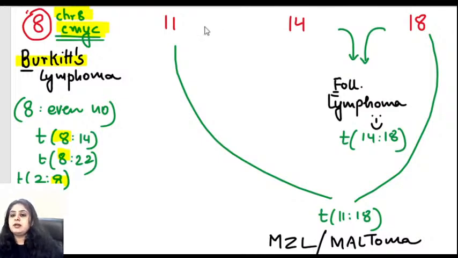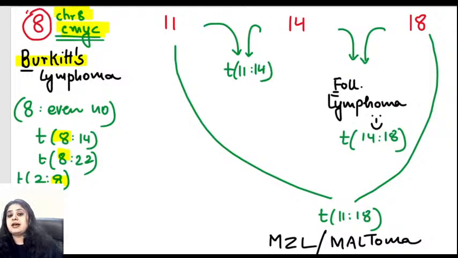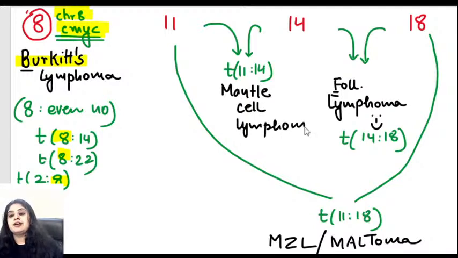What combination am I left with? I'm left with only 11-14. So translocation 11-14 is seen in mantle cell lymphoma. Every time you revise your topic, please revise it this way.